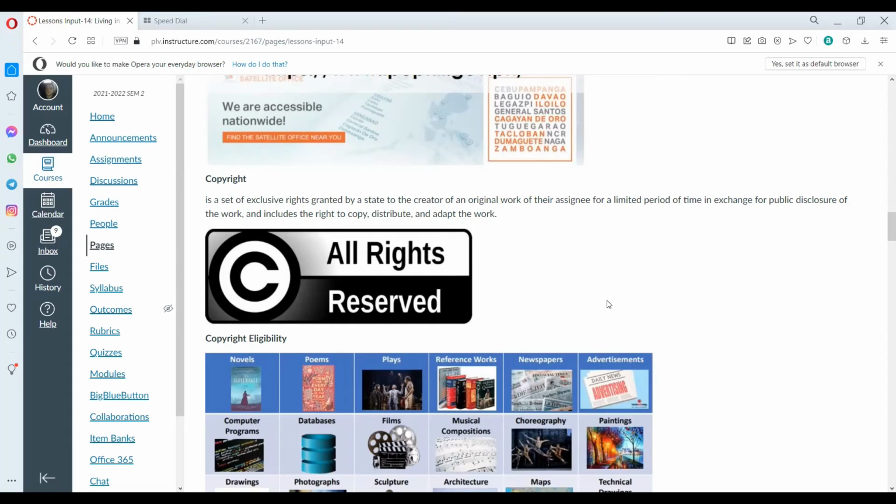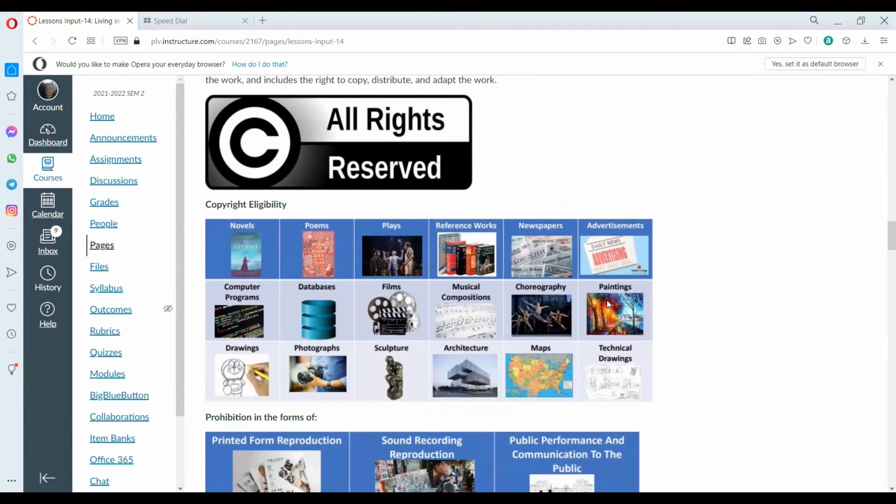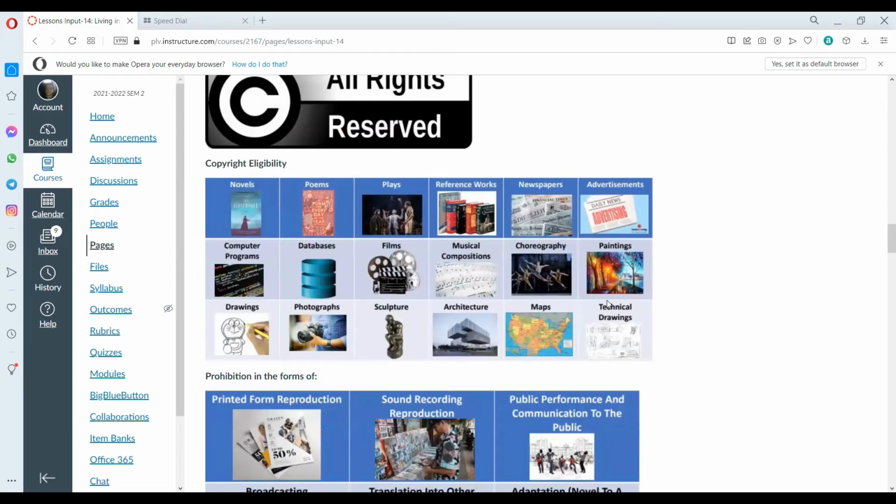Copyright. It is a set of exclusive rights granted by a state to the creator of an original work or their assignee for a limited period of time in exchange for public disclosure of the work, and includes the right to copy, distribute, and adapt the work. Copyright eligibility may include novels, poems, plays, reference works, newspapers, advertisements, computer programs, databases, films, musical compositions, choreography, paintings, drawings, photographs, sculpture, architecture, maps, and technical drawings.